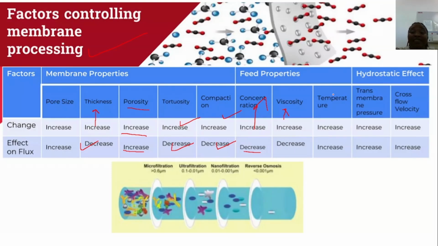And then if you increase the temperature, if the feed has high temperature, it means that it's going to facilitate the membrane to open and also allow more permeate. That means increased flux. Then we have increasing the transmembrane pressure. This is now the hydrostatic effect. If you increase the pressure, you increase the flux. And then if you increase the cross flow velocity, that's the speed of your feed, then you're also increasing the flux.